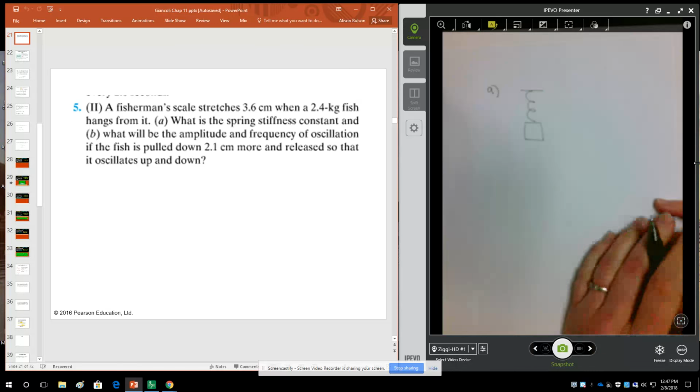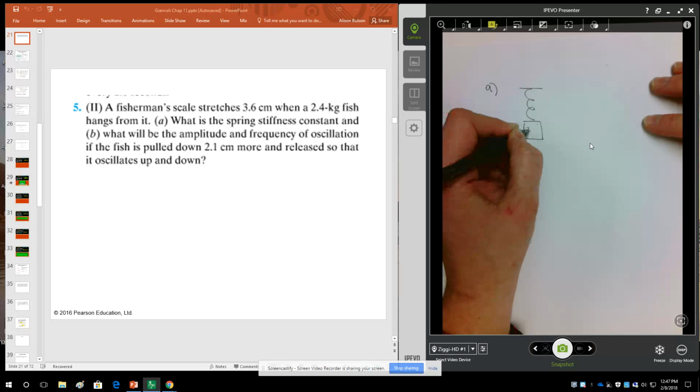The fish is a box, and my document cam needs to refocus. It's supposed to be on autofocus, but I think my hand confuses it. Okay, so we have a spring and a mass, and the mass is a fish.